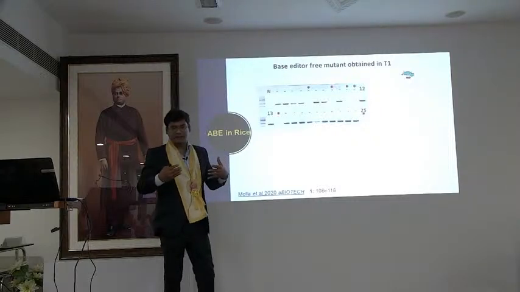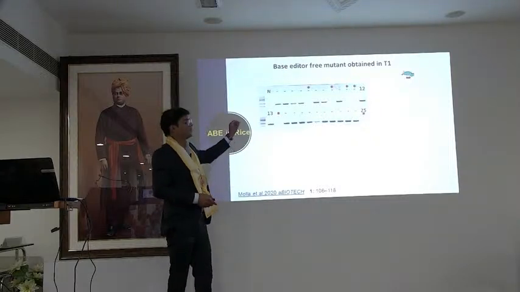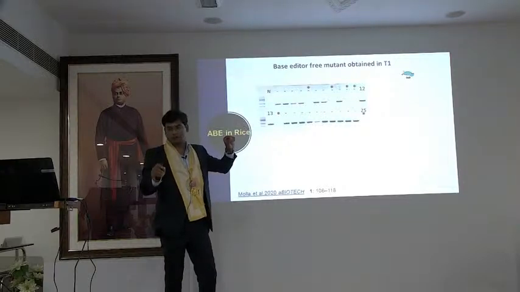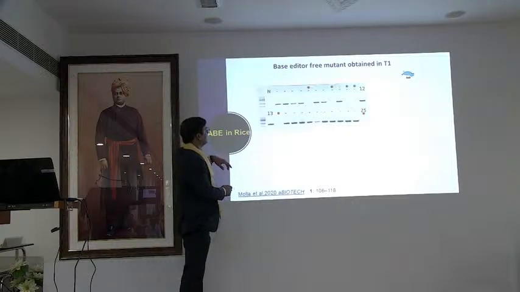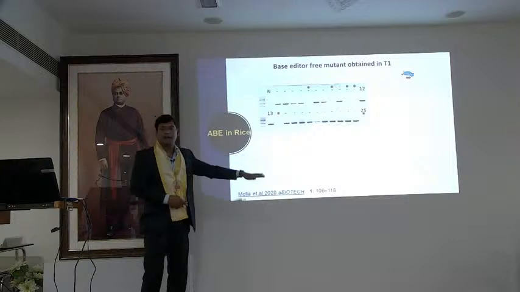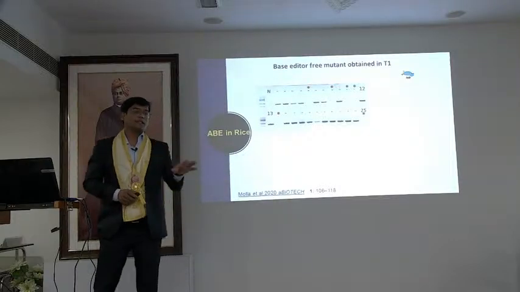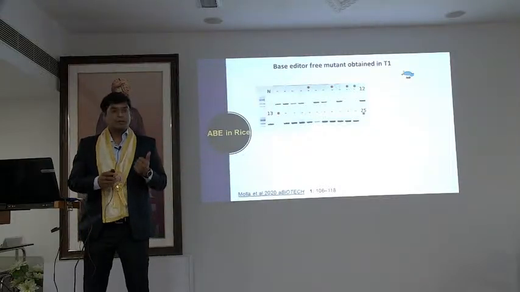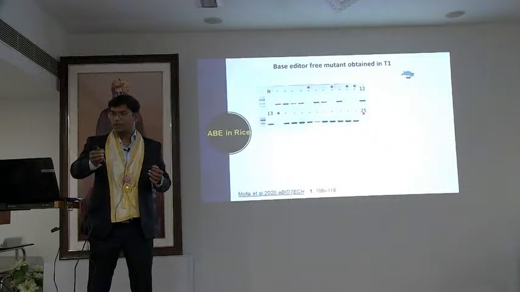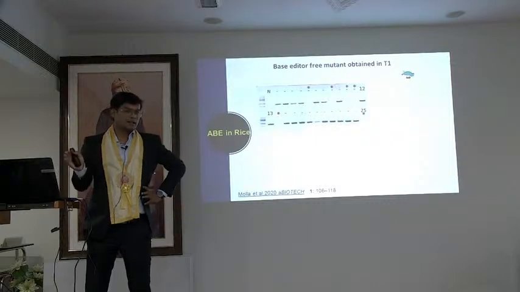from the sequencing result. Now, we do a simple PCR to see whether the base editor is present in that plant or not. Presence means a band is present. But out of these 25, you see 6 plants do not have any base editor in them. It means you get your desired mutation in the genome, but no foreign DNA is present now.